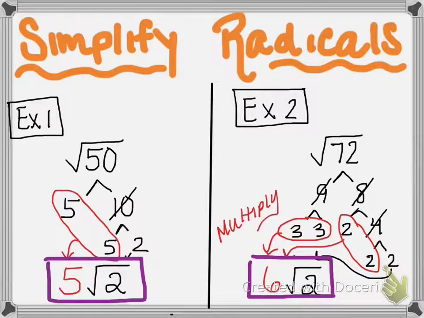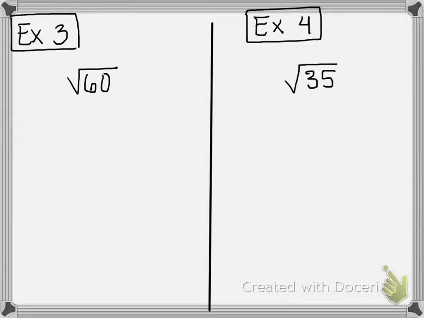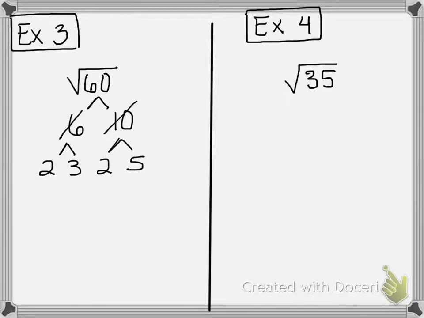Okay, let's move on to problem number 3. We have the square root of 60. So 60, I'm going to break it down with a 6 and a 10. And then you can break down 6 into the numbers 2 and 3. Remember to get rid of that 6 as you go. And then 10 you can break down into 2 and 5. And then I'll get rid of that 10 as we go.